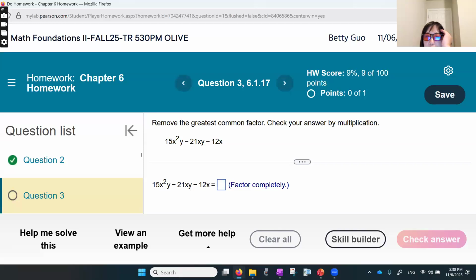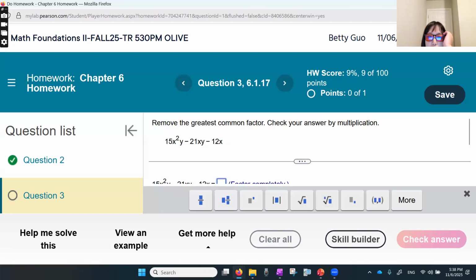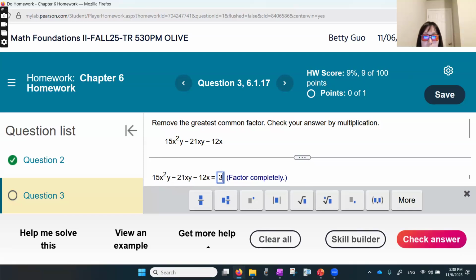Question number 3. Remove the GCF. Check your answer by multiplication. Some of the requirements are a little bit confusing. What is remove? We just say factored out, right? This is a trinomial. Look at the coefficients 15, 21, 12. What's the GCF of 15, 21, 12? Obviously 3, right? And also x squared y, x squared, x. We have x in all the 3 terms. Y is not common because the last term does not contain y. So the GCF is 3x. Do we agree, everyone?